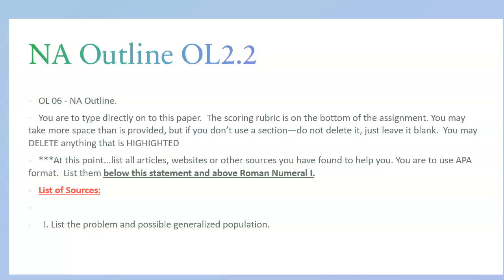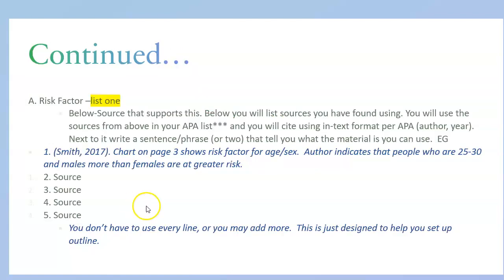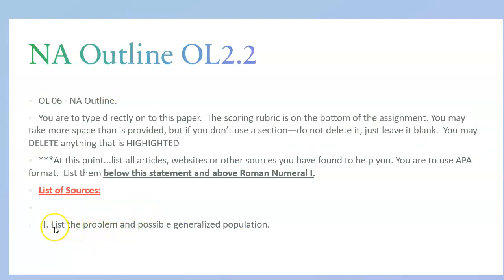So what you'll do in APA format, full format, you will list the references that you have found to date. I do look these up, I do read them. Especially if you start reporting things that I don't think are accurate, I look at your source. But I typically read at least half of the sources that you use. So once you list your sources, and I can't imagine you having more than 10, most people have around 5 at this point in the semester, you will list the problem and the possible generalized population.